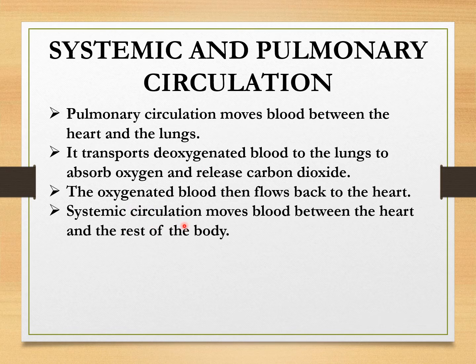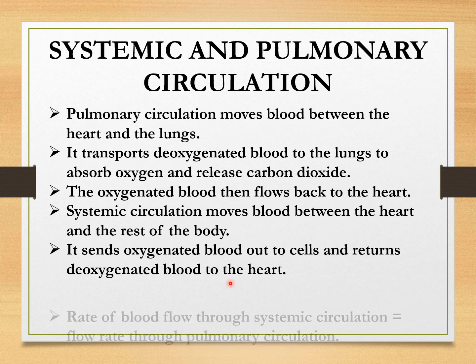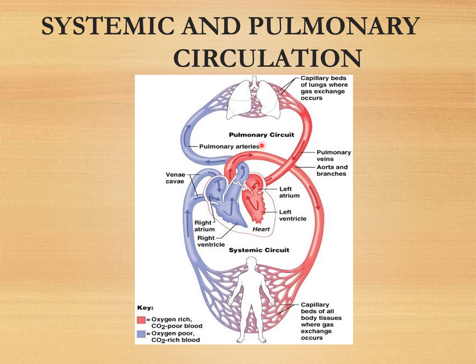Then the systemic circulation. It is the movement of blood between the heart and the rest part of the body. In this, the oxygenated blood goes out to the cells and the deoxygenated blood returns to the heart. The rate of blood that flows through the systemic circulation is always equal to the flow rate through the pulmonary circulation. So first we will discuss about the pulmonary circulation.